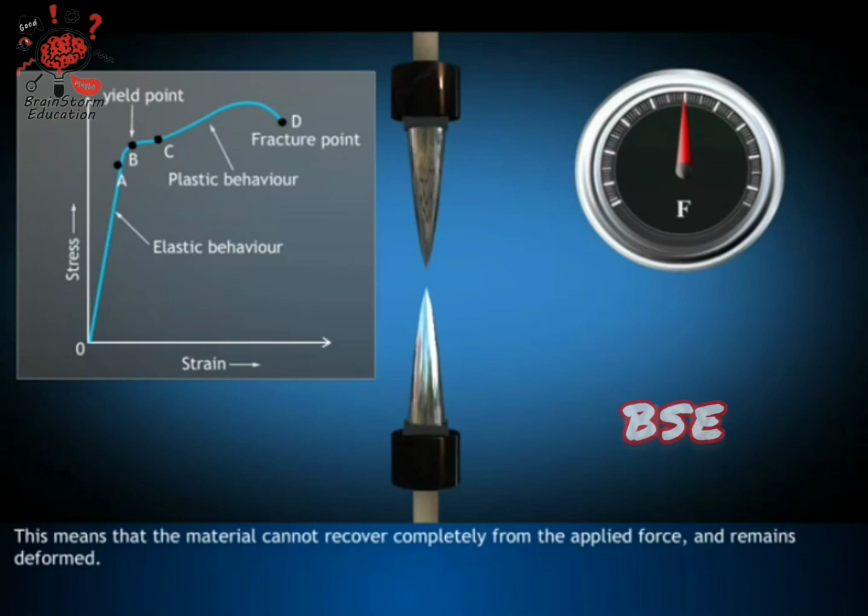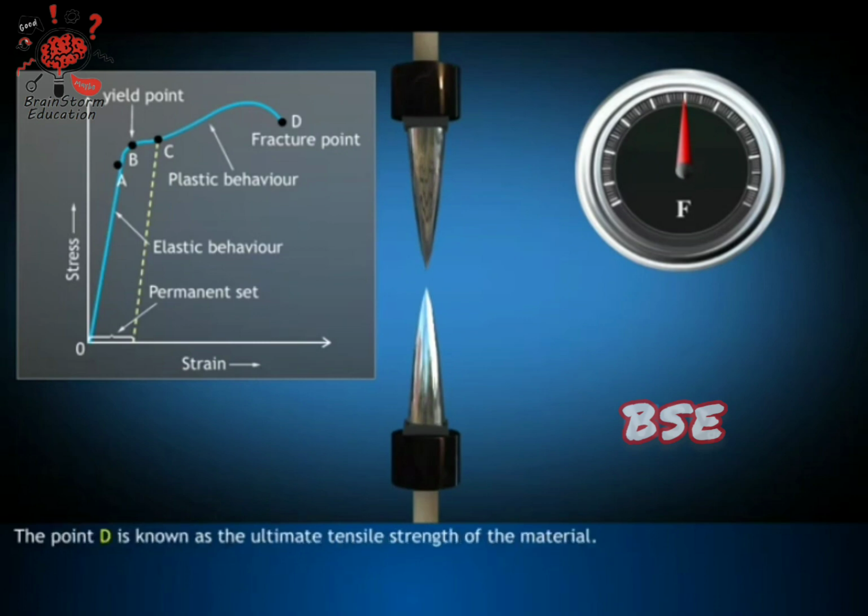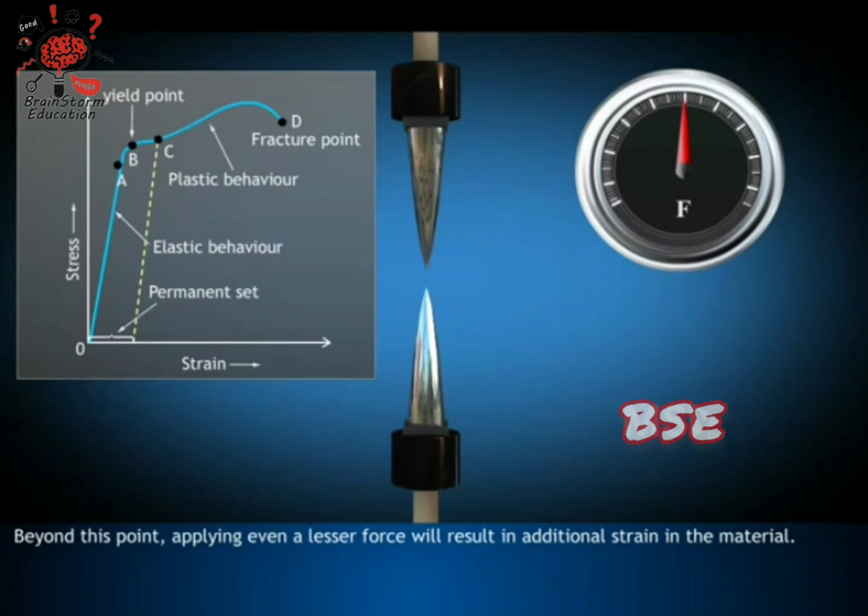This means that the material cannot recover completely from the applied force and remains deformed. Thus, even though stress may be zero, strain is not zero. The material is then said to have a permanent set. The deformation in this case is known as plastic deformation. The point D is known as the ultimate tensile strength of the material. Beyond this point, applying even a lesser force will result in additional strain in the material.